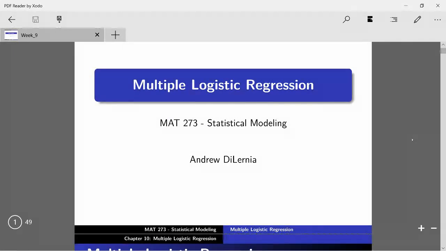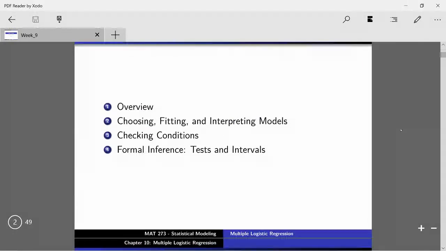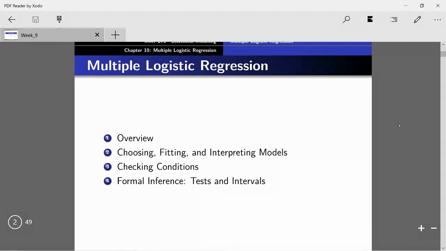Hi everyone. Today we're going to talk about multiple logistic regression, continuing with our discussion of modeling a categorical or binary response variable. Specifically, we're going to talk about the multiple logistic regression model as a whole, which is extending the simple logistic regression model, but with multiple predictors now.